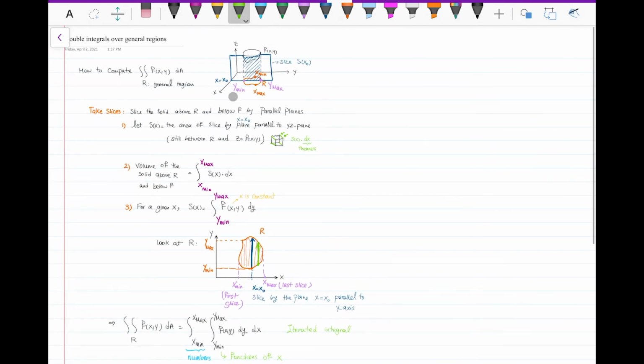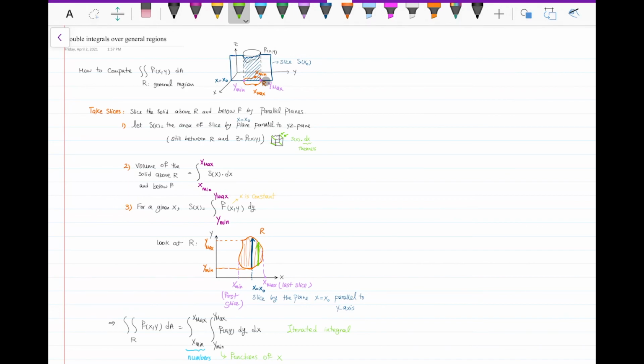So let me show you everything together. The double integral is the volume. To find the volume, we take slices, then we find the area of each one of the slices, then we add up by taking the integral of all the slices, and then we get this double integral. So it could be dy dx, or it could be dx dy, basically depending on whether we slice it with planes parallel to the y-axis, as in this one that we did here, or parallel to the x-axis.